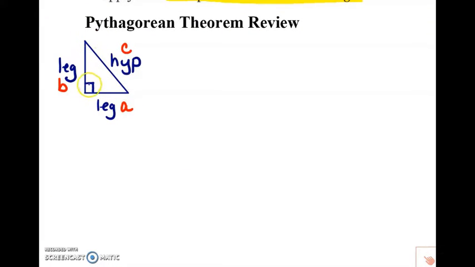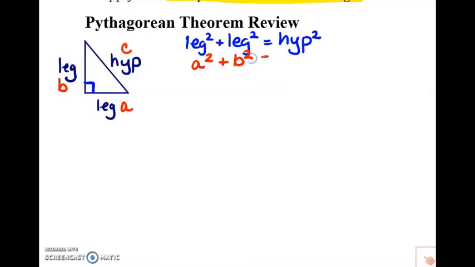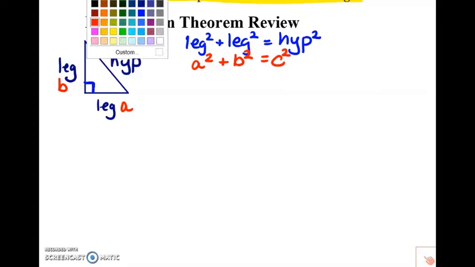That says in any right triangle that one leg squared plus the other leg squared equals the hypotenuse squared. The legs are often abbreviated as a and b, and the hypotenuse is also given the variable c. Then we can say that a squared plus b squared equals c squared.